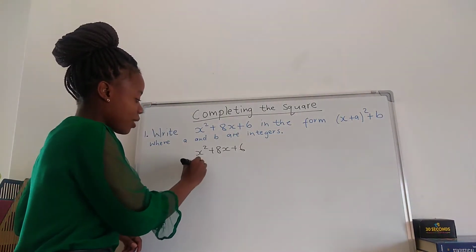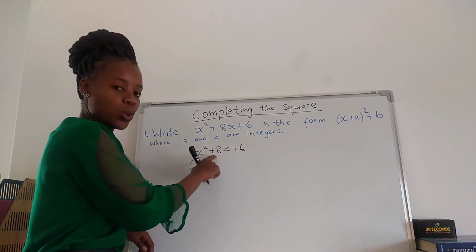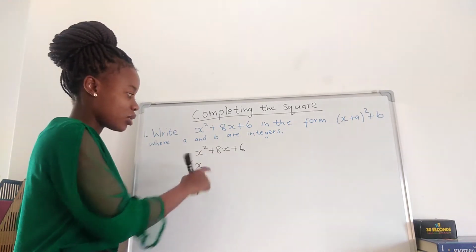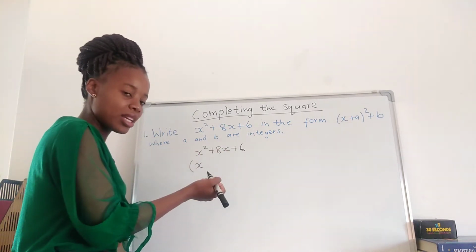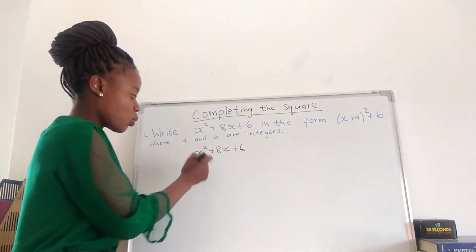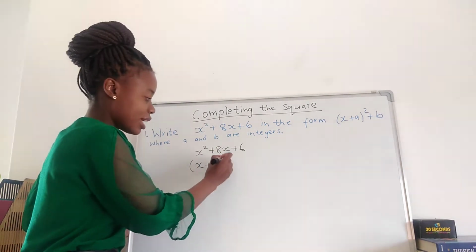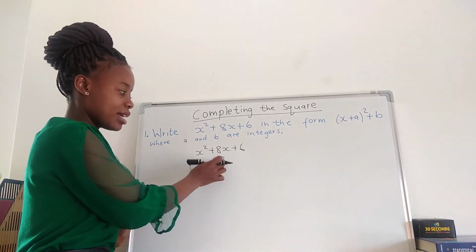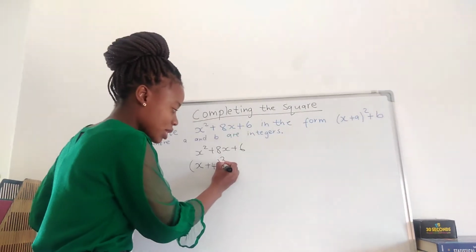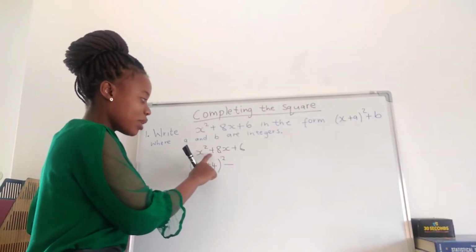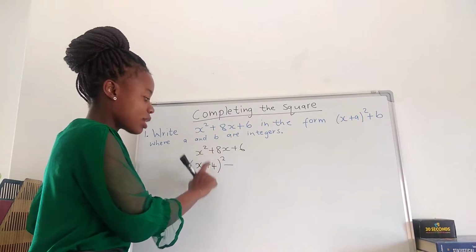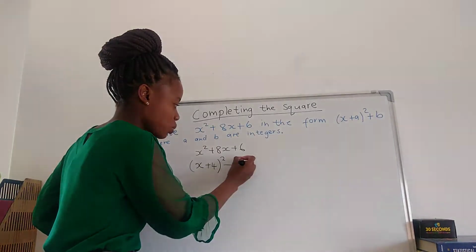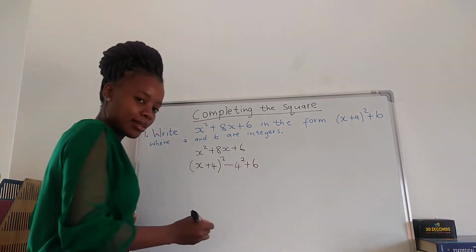So we have x, you divide the coefficient of x by 2, right? So we're going to have 8 divided by 2, which is 4. Then you square. Make sure that you put them in a bracket, then square, right? After that, you subtract. You always subtract. Whether you have a positive or a negative, you always subtract this term squared, okay? So minus 4 squared plus 6, okay?